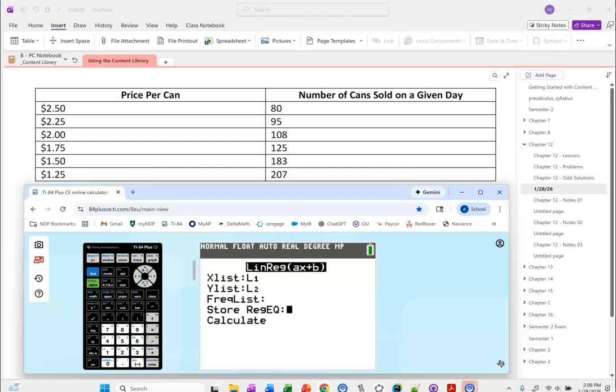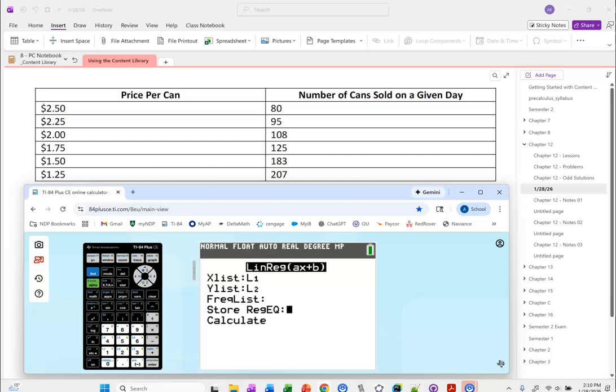The fourth option says store reg EQ. So it's asking us, okay, I'm about to build this regression equation for you. Do you want me to do anything with it? And you should say yes. We do want to store that someplace because we're going to want to use that to make predictions later on. Or even maybe want to graph that against our scatter plot to visualize how good the fit is, right? Those are all things you might want to do with your scatter plot or with your model.